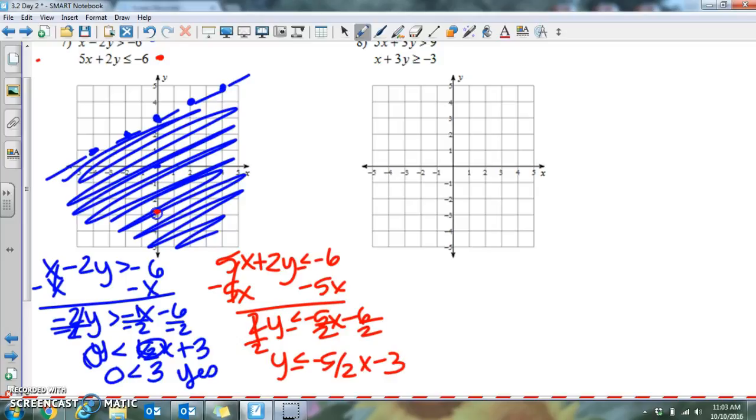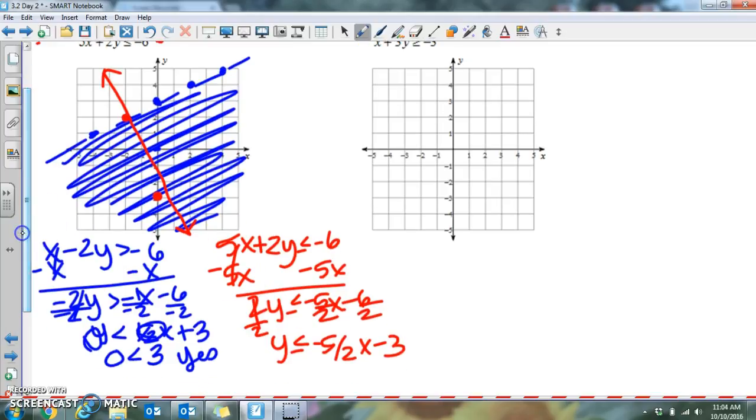I'm going to plot negative 3 on the y-axis, and I do not flip this one because I just divided by a positive 2, not a negative. I leave my inequality because I divided by a positive number. I'm going to go up 5, left 2. I could go up 5, left 2 again, and this is a solid line. Ooh, my line's off.